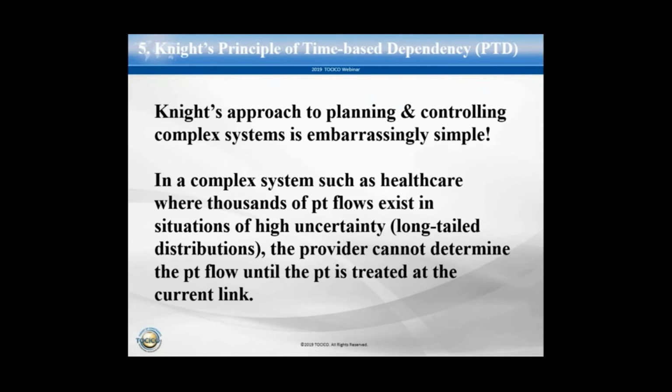In a complex system such as healthcare, where thousands of patients' flows exist in situations of high uncertainty, and we know in TOC high uncertainty means we have a long-tailed distribution. We have Murphy strike, where Murphy struck may take 3 times the mean or the average of the system and distort that patient flow or other flows. And in TOC, we're trying to trim that long tail distribution. So the provider cannot determine the patient flow until the patient's treated at the current length. So you have massive uncertainty.